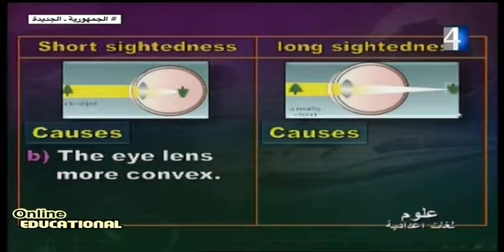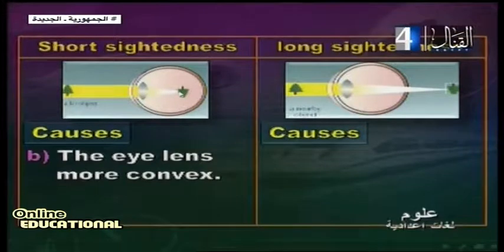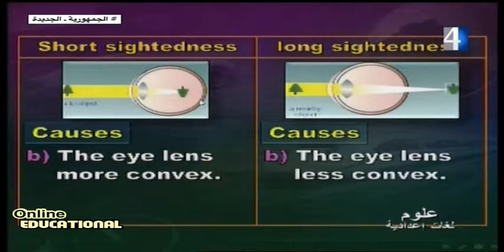Another reason, the eye lens is more convex. When the eye lens is more convex, it has a very short focal length, so the image is formed at a distance less than the diameter of the eye, or in front of the retina. But the opposite in long-sightedness, the eye lens is less convex or thin, so it has a very long focal length. So the image is formed behind the retina.